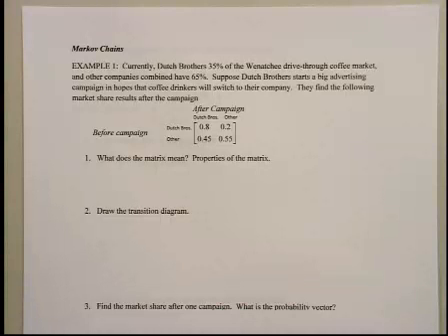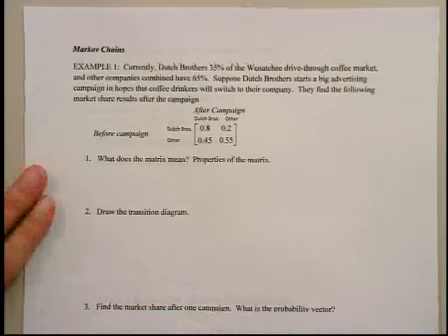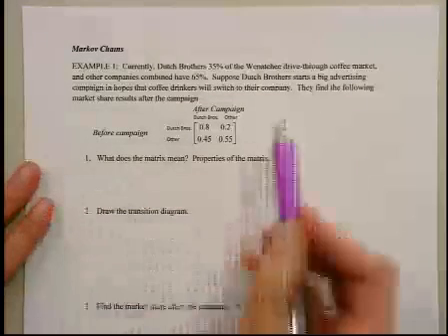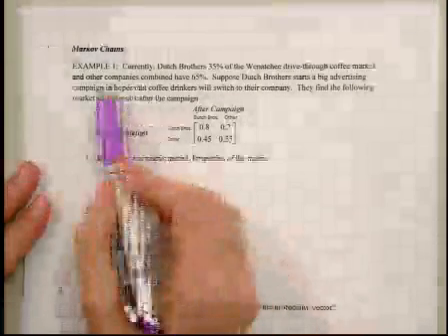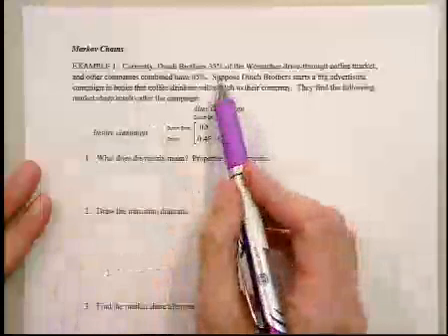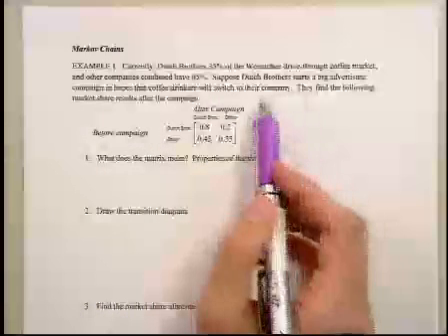We're going to talk about Markov chains. And Markov chains are a way of following some kind of a trend. We're going to be looking at business trends, but you can also look at different trends in society. In this first example, we're given an advertising campaign.